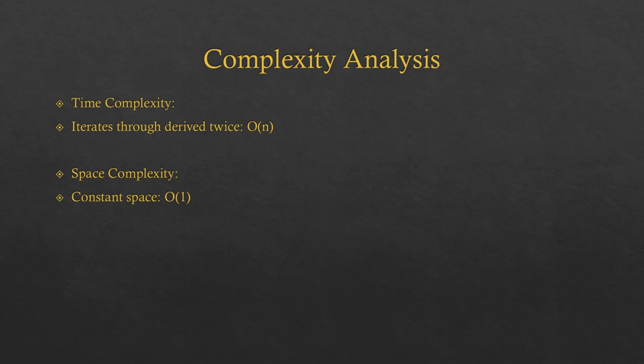Let's now look at the complexity of our solution. The time complexity is O(n) because we iterate through the derived array twice, once for each assumption of original[0]. The space complexity is constant as we only need a few variables to perform the computation.